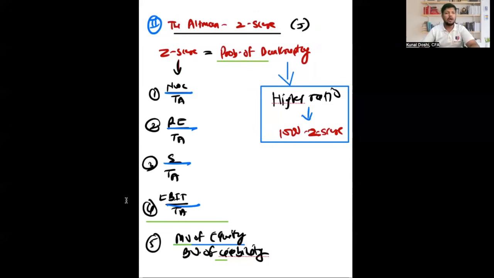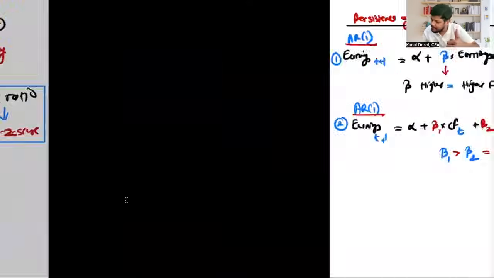Clear? Again, one more problem here: it is also dependent on accounting data. So both the Beneish as well as the Altman rely on accounting data. That is the limitation of both. All right. Clear?